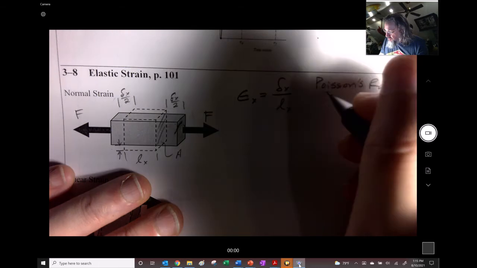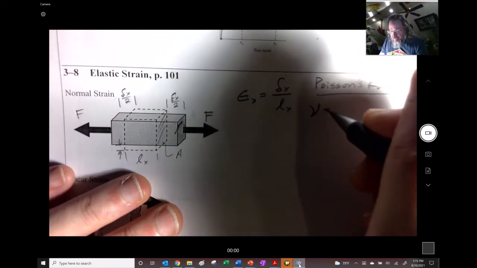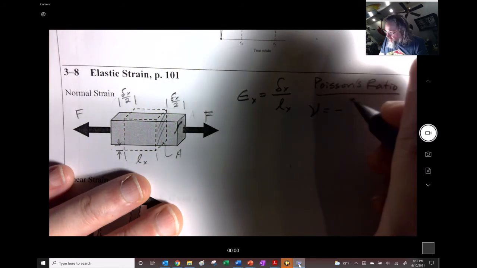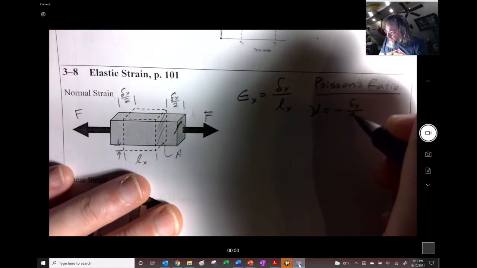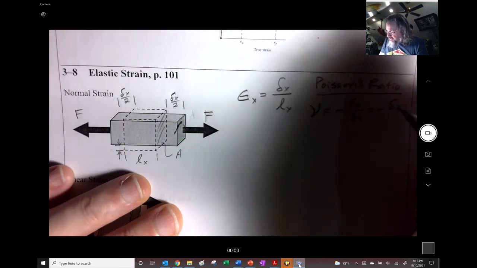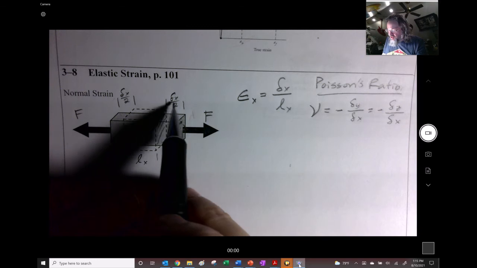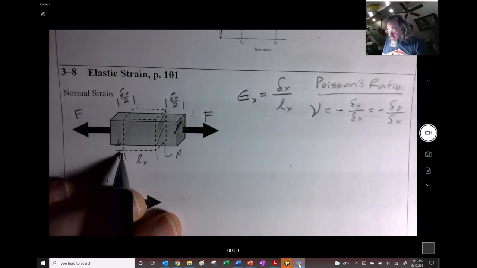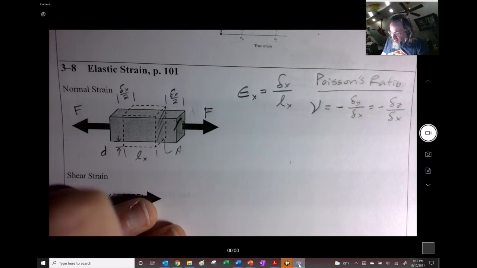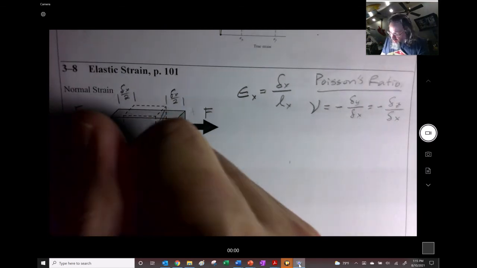Spelling is not a strong suit of we engineers, right? And Poisson's ratio can be defined as being the negative del y divided by del x, or negative del z divided by del x, right? So the deformation here in this direction causes a deformation over here. Let's say this is not a d, but a del for the displacement del y, right?